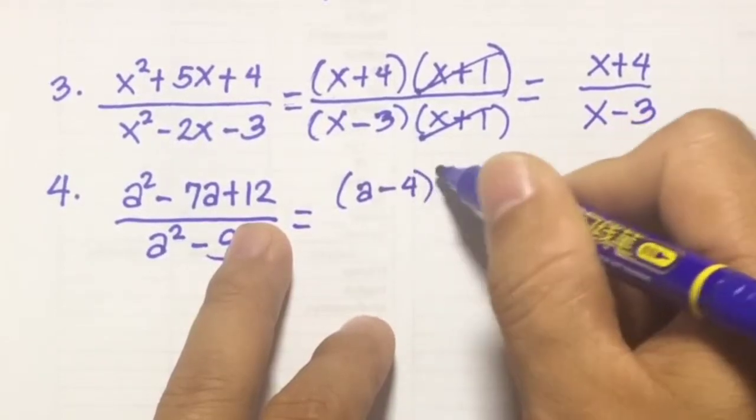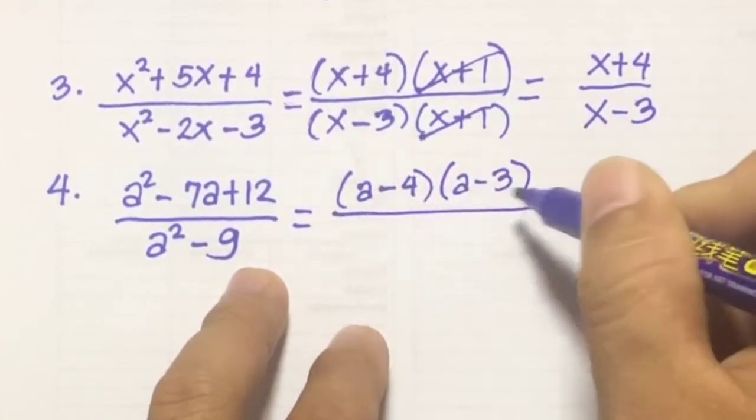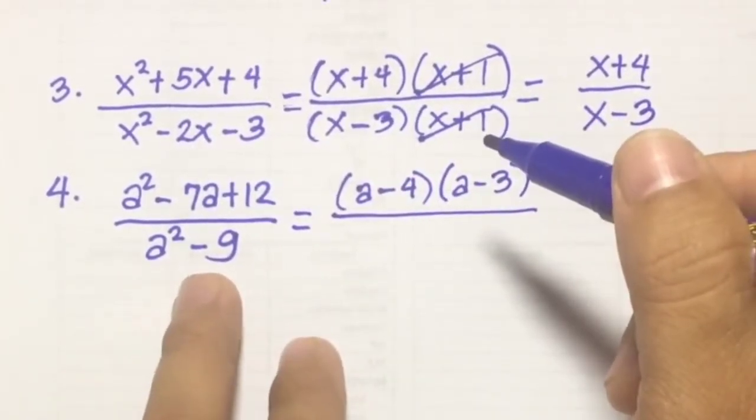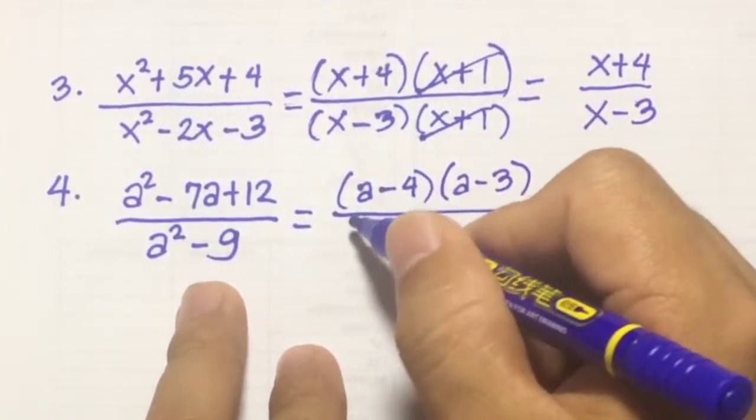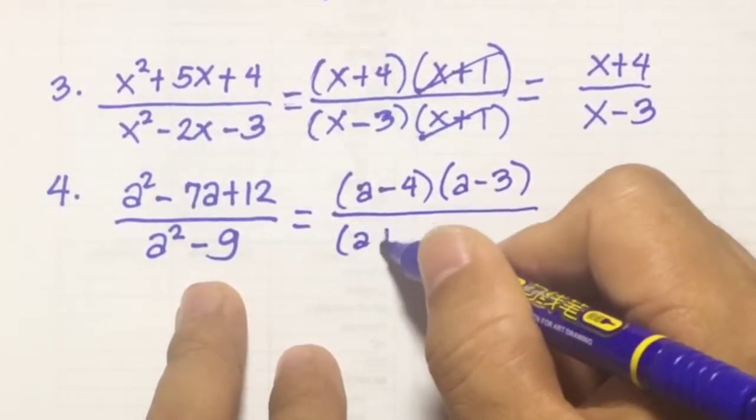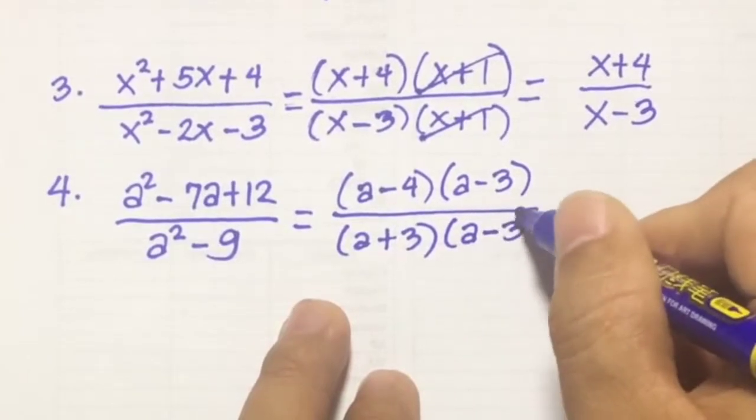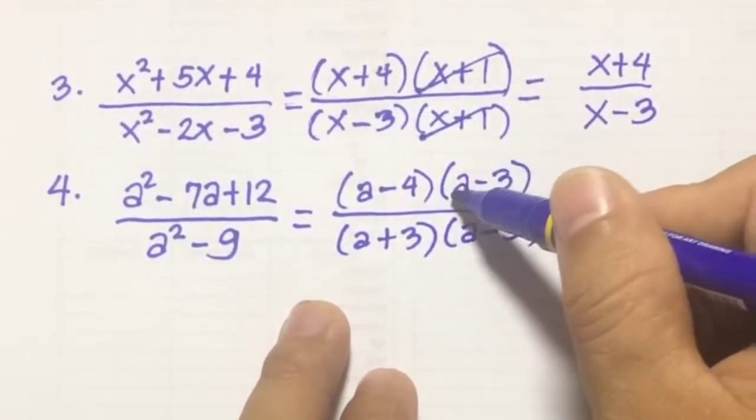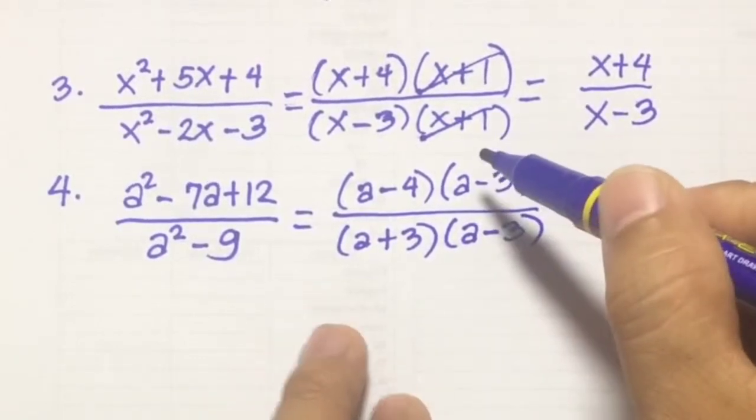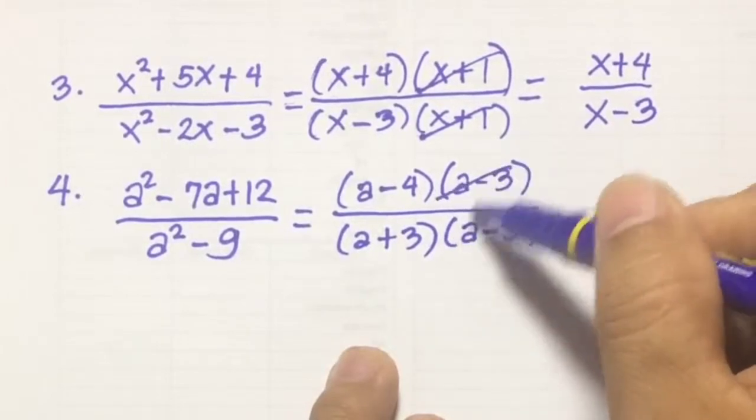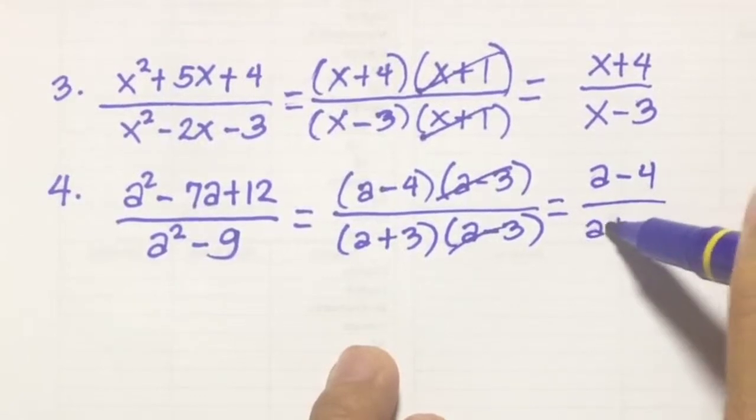So a minus 4 times the quantity of a minus 3 divided by the factors of a squared minus 9, so this is just the sum and difference of two terms. So we're going to have here a plus 3 times the quantity of a minus 3. Then have a minus 3 in the numerator and in the denominator. So we're going to cancel out these terms here. So our answer will be a minus 4 over a plus 3.